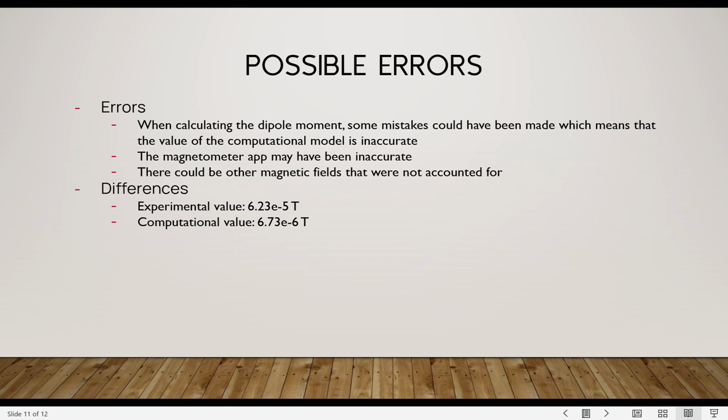Possible errors. Now let's discuss some possible sources of error in the experiment. First, there could have been inaccuracies when calculating the dipole moment, which would affect the results of the computational model. Second, the magnetometer itself may have introduced some errors in measurements. Lastly, there might have been other magnetic fields in the environment that we didn't account for. As a result, the experimental value of the magnetic field came out to be 6.23 × 10^-5 Teslas, while the computational model was 6.73 × 10^-6 Teslas, showing a slight difference.